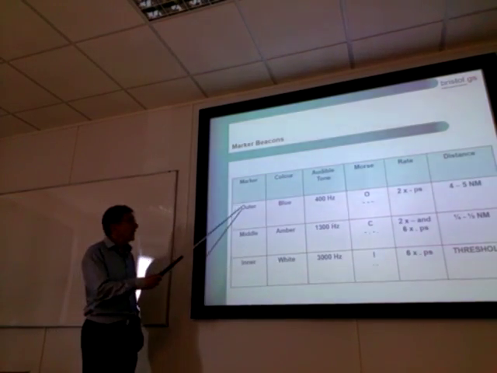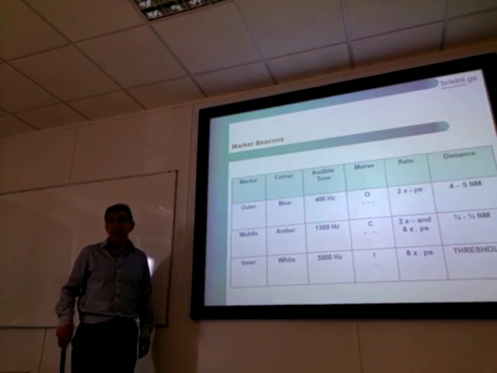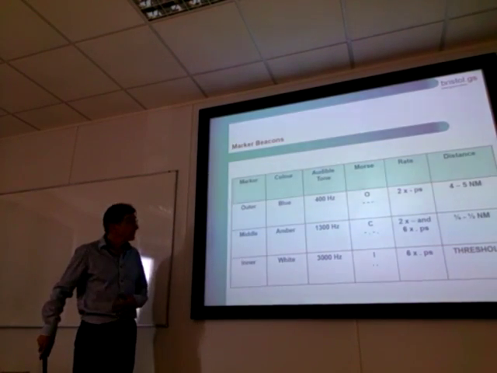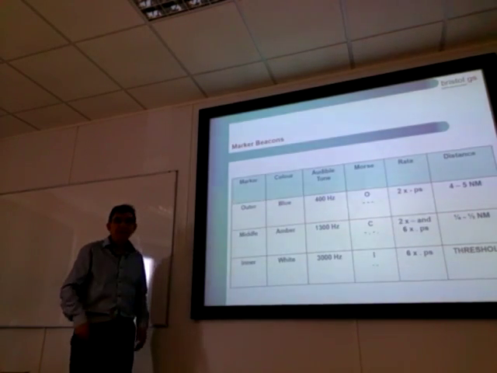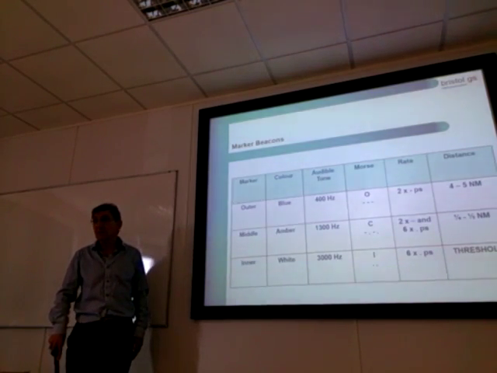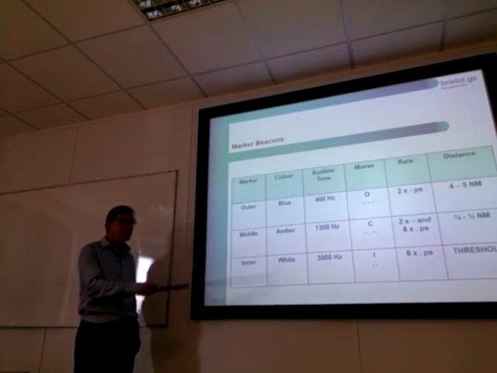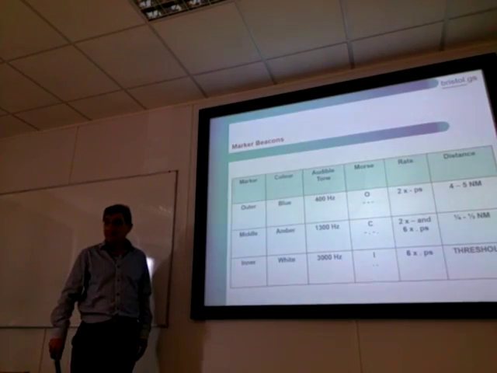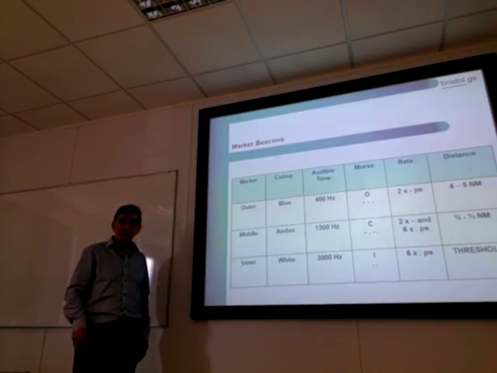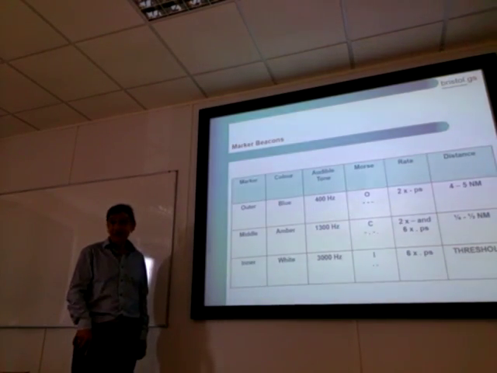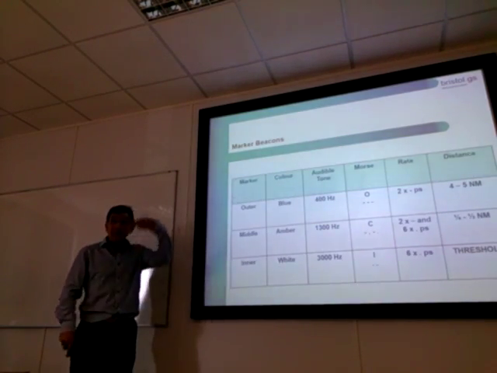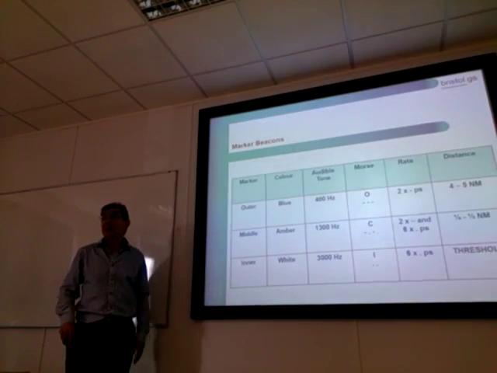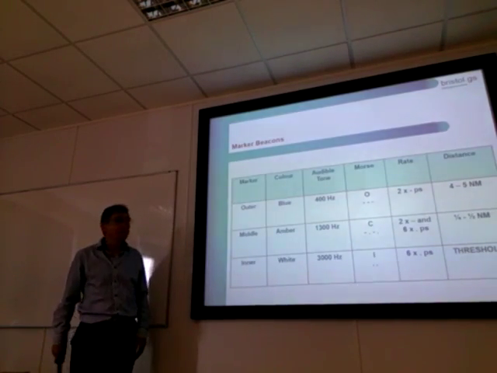So we've got our markers, outer, middle and inner. Think about the emotions attached to colours. Blue is very calm. Amber, a little bit warmer. White, hot. Really hot. Anxious. So in sequence, you can see perhaps a rising anxiety.